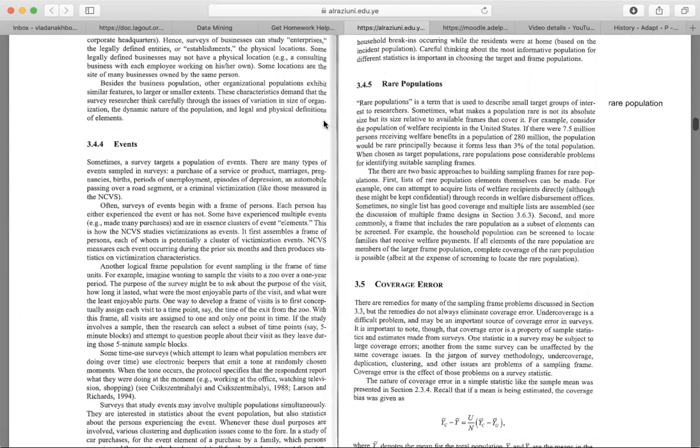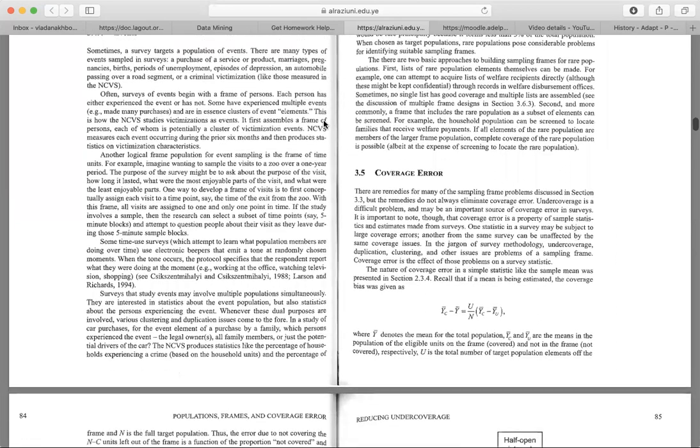Rare populations describe small target groups of interest to researchers. Their size relative to available frames makes them rare. We can either check the rare populations themselves, which has no good coverage and multiple lists can be made, or we can check a subset of elements screened, which has as complete coverage as possible.